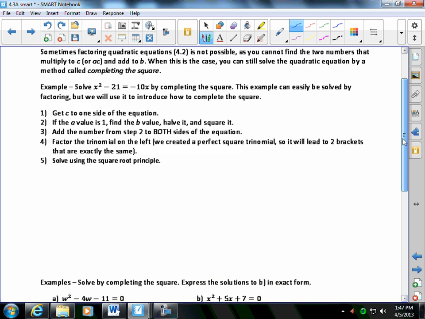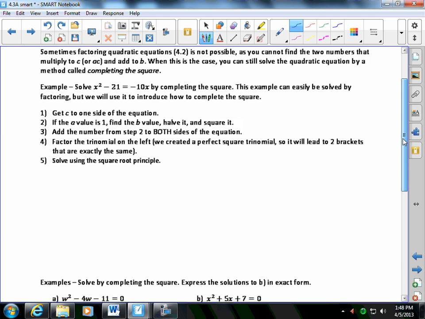So it says, solve x squared minus 21 is equal to 10x by completing the square. It says this example can easily be solved by factoring, but we will use it to introduce how to complete the square. So this is actually one example where you could use a product and sum and find your answer easily. So what we want to do with this one, and this is where it's a little bit different than when we did it in the vertex graphing form, in one of the steps that we do.